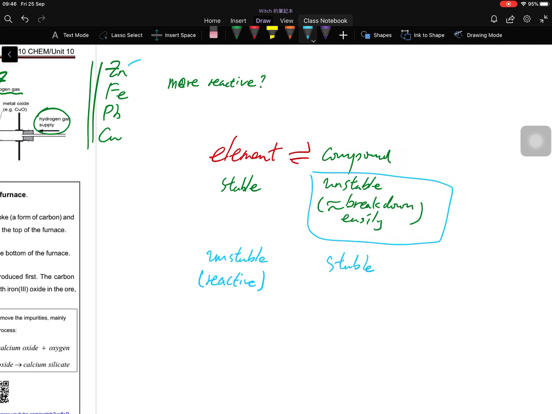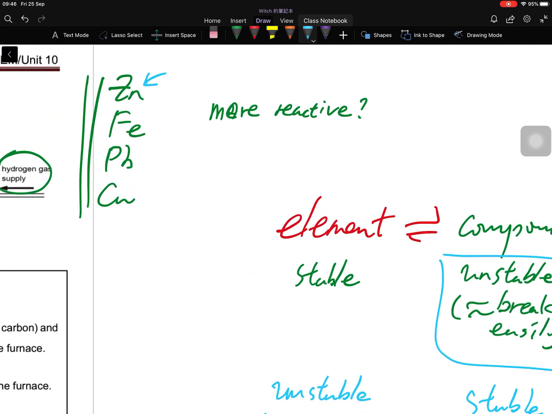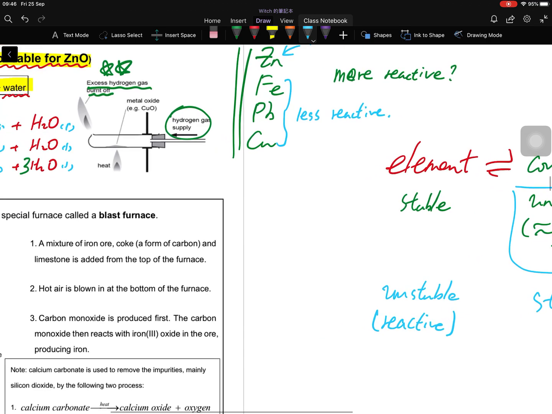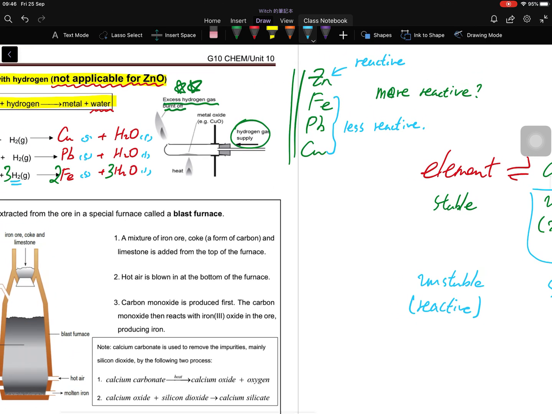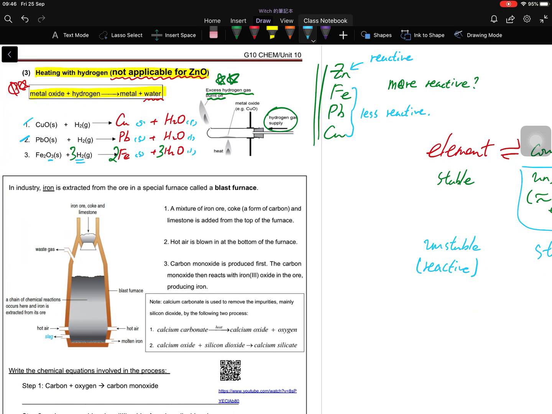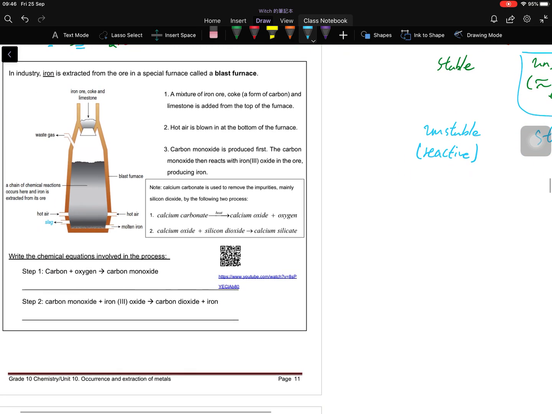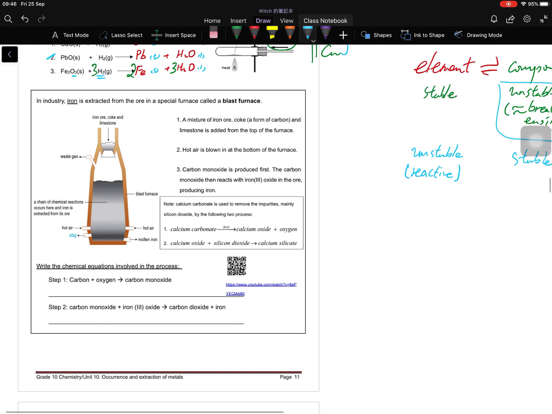or we can say zinc metal is more reactive than the others. So here zinc metal is reactive and the rest of them are less reactive. We use this method to compare the reactivity among these 4 elements. I want you to get the idea of how we can compare the reactivity. Okay, so if no problem, then we go further.